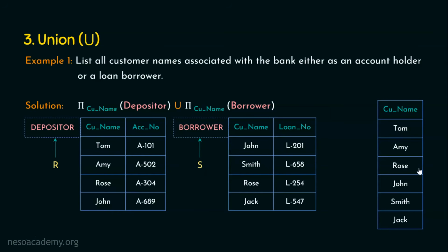Coming to Rose, it is already there in the output table, so Rose will also be eliminated. And coming to Jack, it is not already in the output table. In other words, Jack is not there in the first table, and hence Jack will be added to the output. And this is the output of R union S.